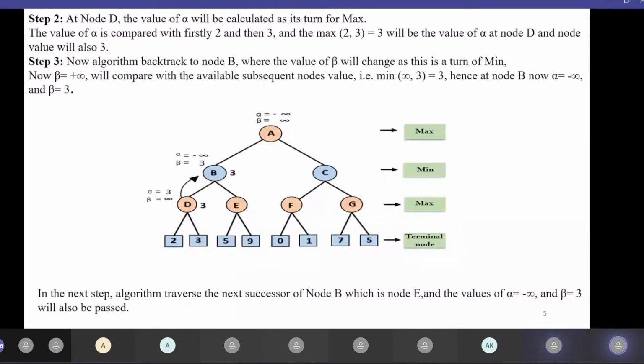So in D, when we look, which is the maximum? 3 is maximum. And so, what should we update? Only alpha should be updated, not beta.